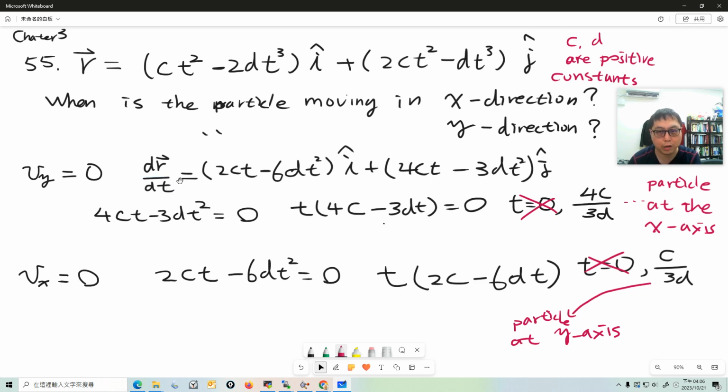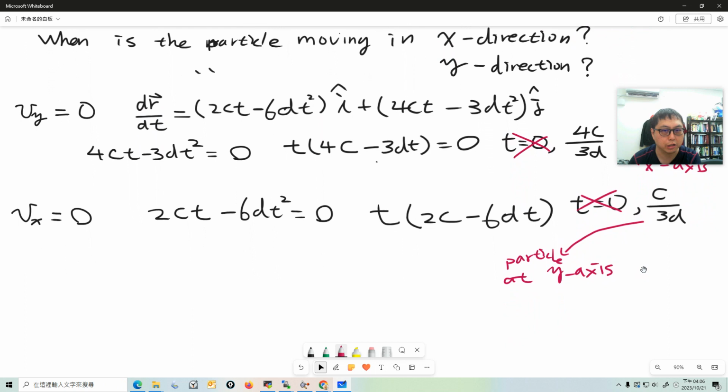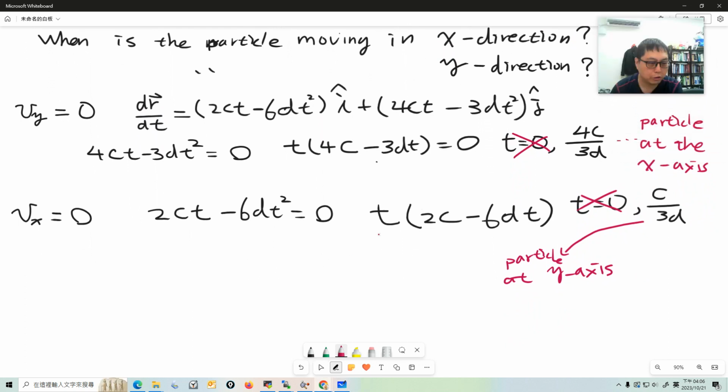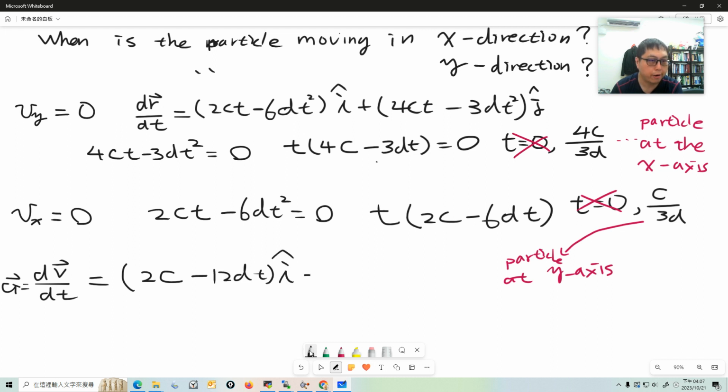We just calculate the acceleration vector. How do we obtain the acceleration vector? Just take the derivative of the velocity vector with respect to time, and you will get the acceleration vector. So take the derivative again with respect to t: d(2c minus 12dt)/dt i plus d(4c minus 6dt)/dt j. Okay, this is the acceleration vector.